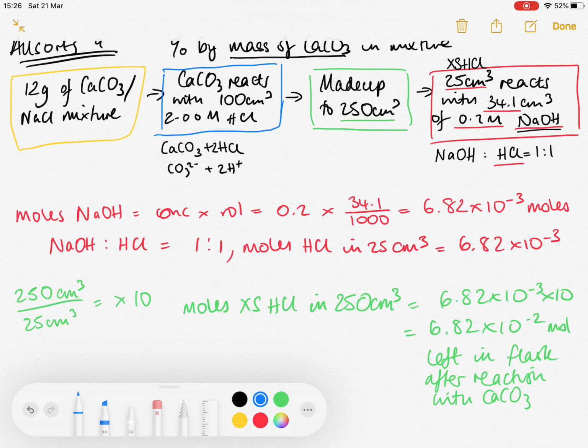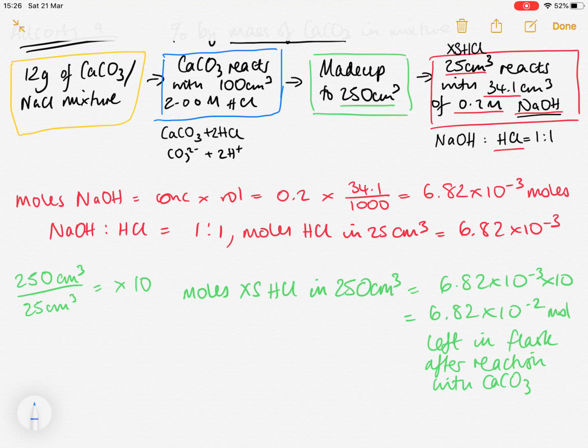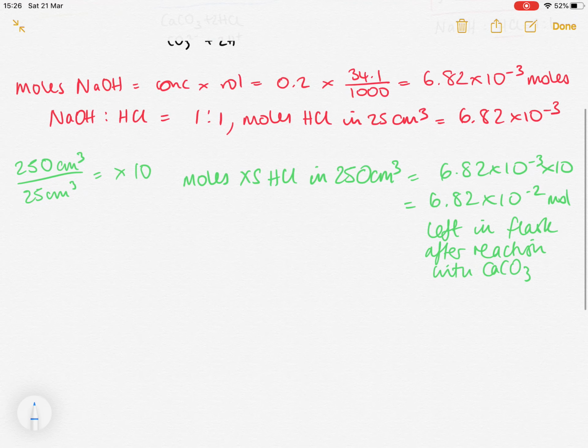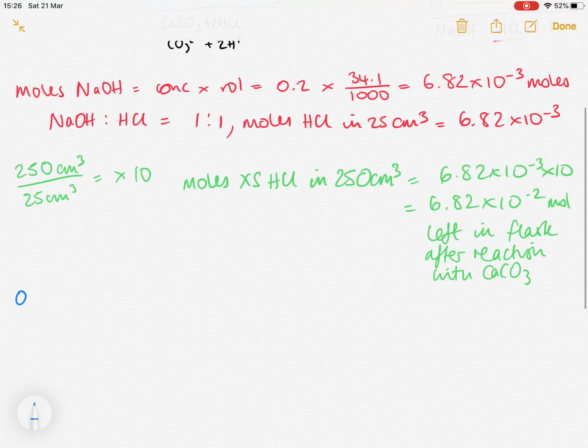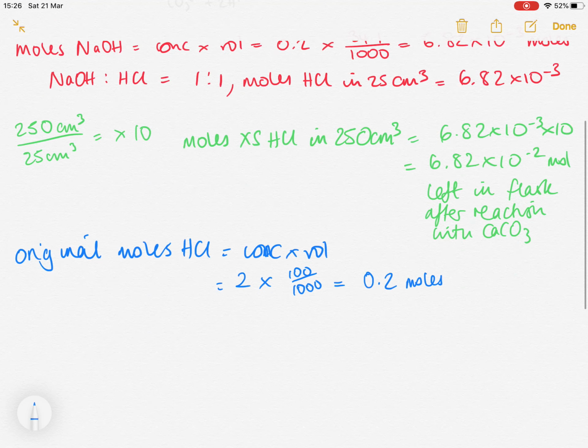So what can we do now? Let's move on to what the blue box tells us. So we did have a reaction, calcium carbonate reacting with 100 centimetres cubed of HCl. Well, we can work out how much HCl there was originally. So original moles of HCl, again, is conc times volume. Concentration this time is 2, and the volume is 100 divided by 1,000. So that comes out to be 0.2 moles. And that's how much acid we had at the start.